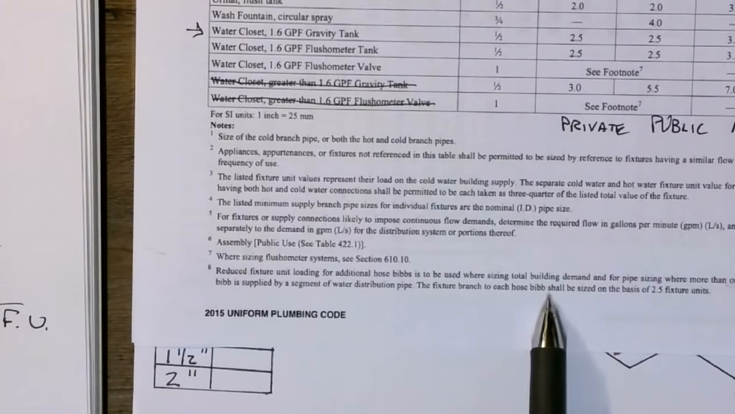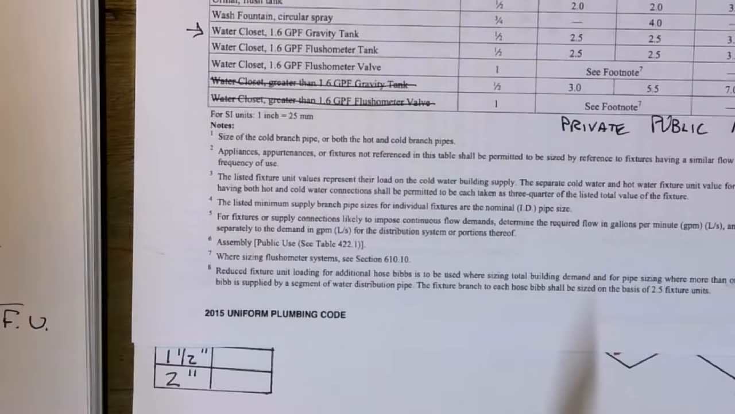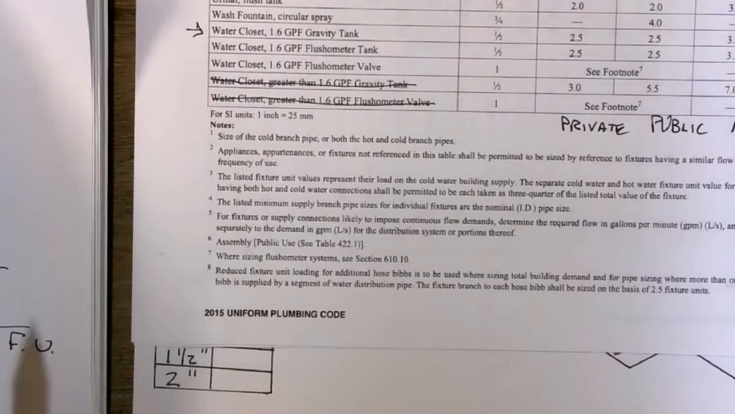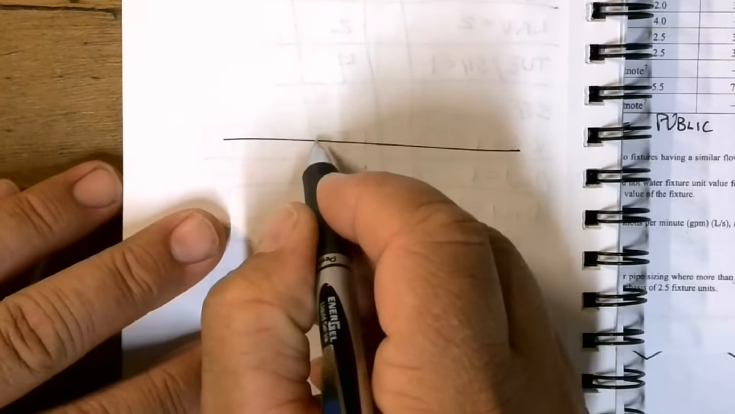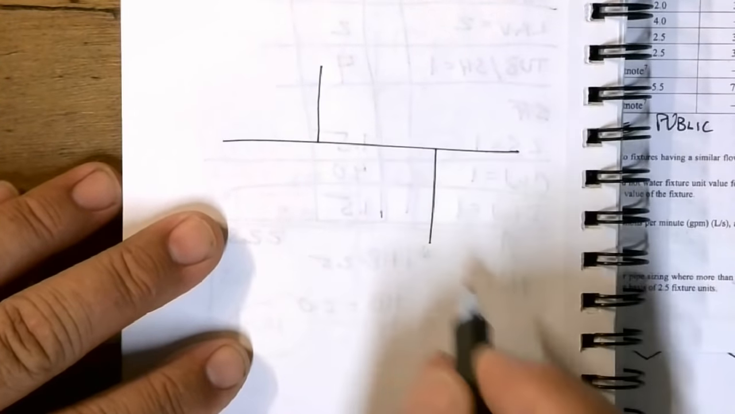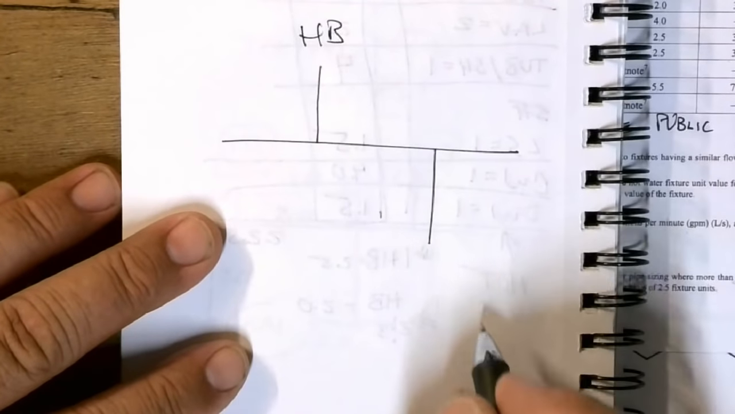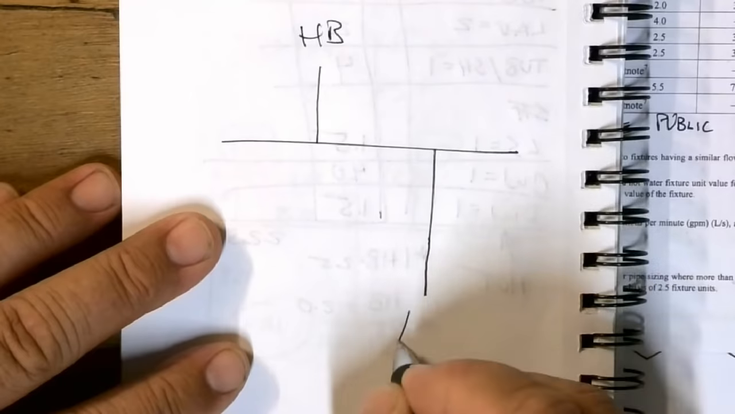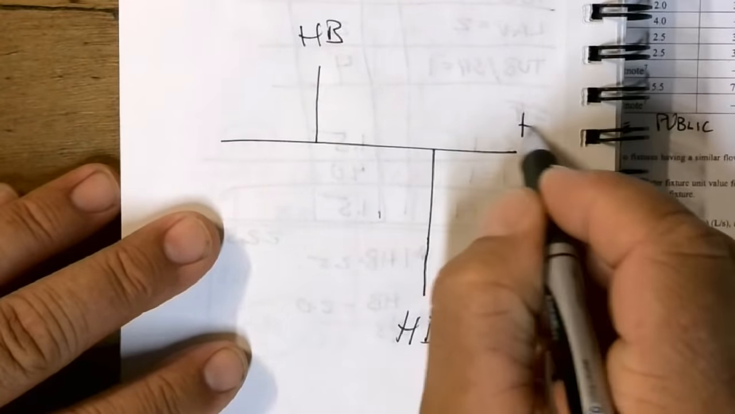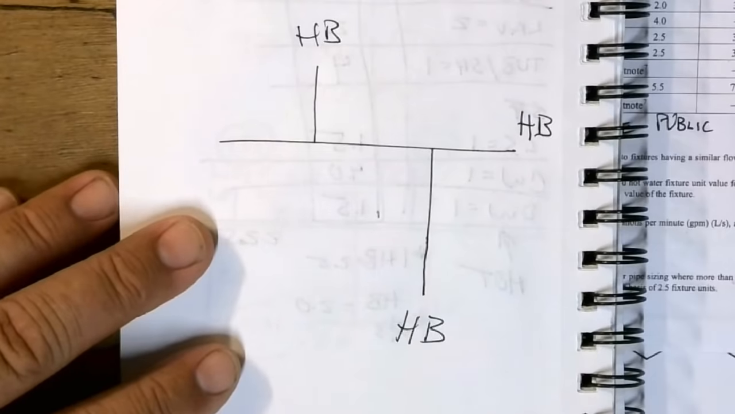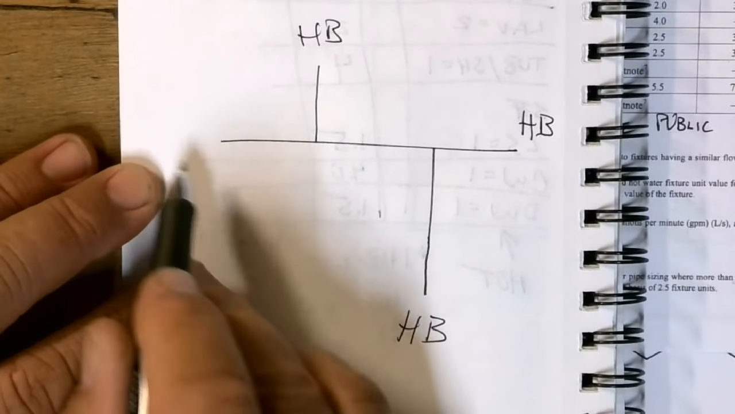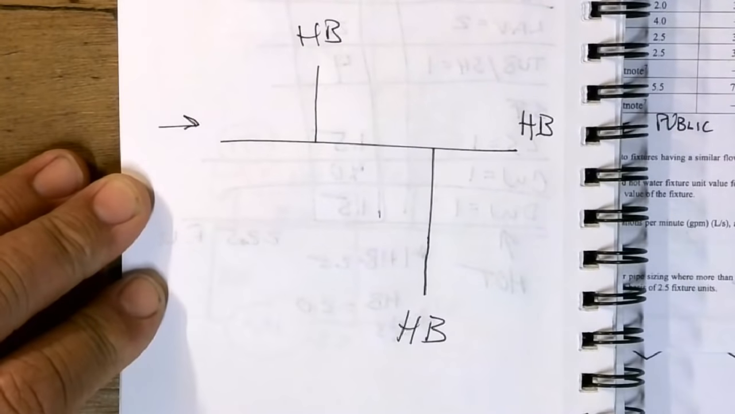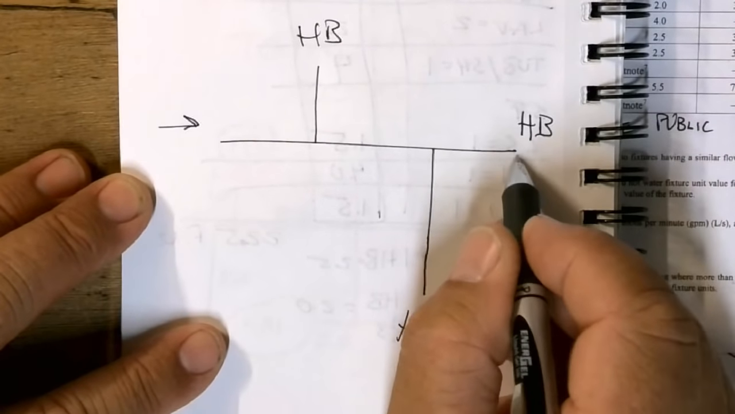The fixture branch to each hose bib shall be sized on the basis of 2.5 fixture units. That means I have a line. I have a hose bib here, here, hose bib there, hose bib here, hose bib here. Correct? Just saying as an example. Okay, my water flow is this way. I am going to size it coming in off of the main through here.